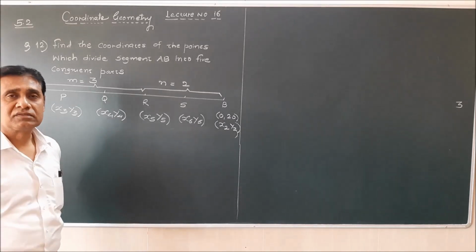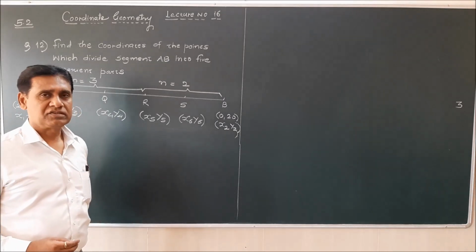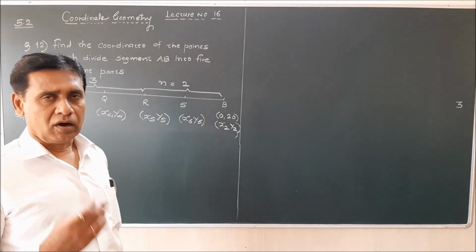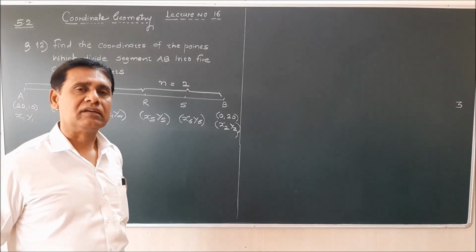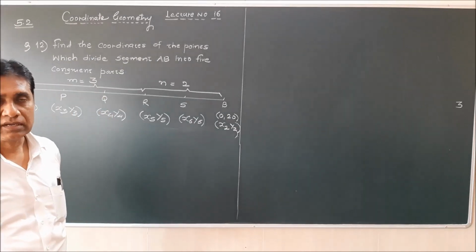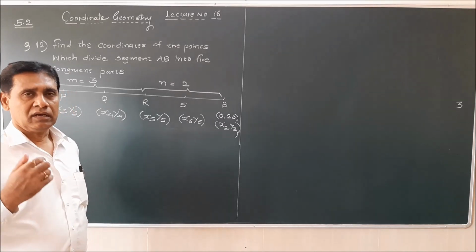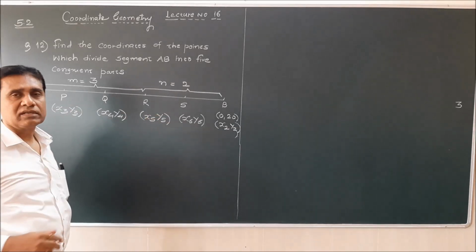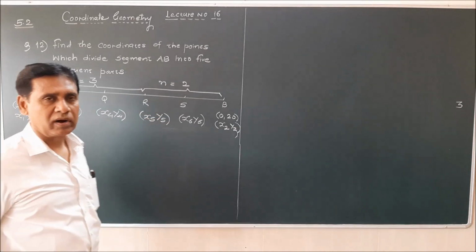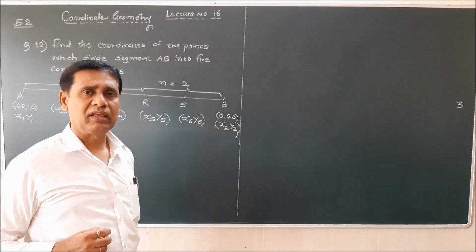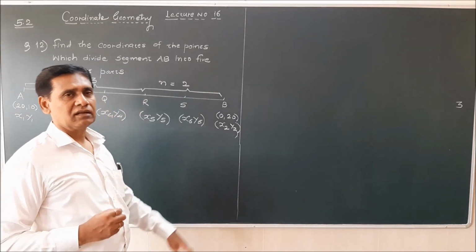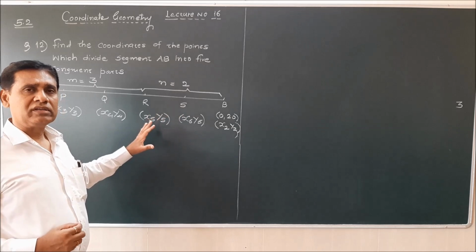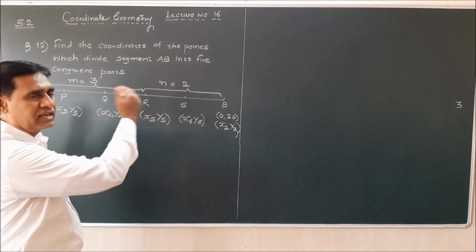Dear students, last time we finished a very important sum to find the coordinates of the points which divide the given segment into four congruent parts. Now we are going to study if given points are dividing the segment AB into five congruent parts. In this question, it is very important to understand that for the time being, we will not get any point as a midpoint of segment AB.